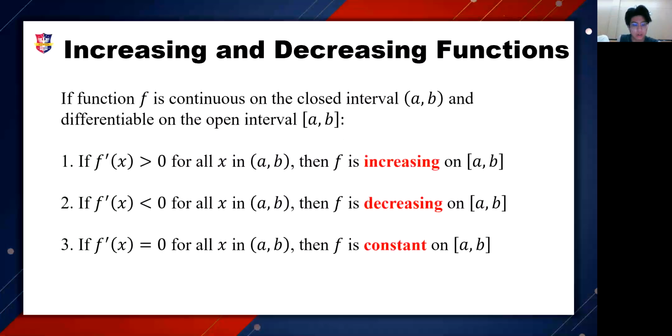Increasing and decreasing functions. If f is continuous on the closed interval [a, b] and differentiable on the open interval (a, b): if f'(x) > 0 for all x in (a, b), then f is increasing on [a, b]. If f'(x) < 0 for all x in (a, b), then f is decreasing on (a, b). If f'(x) = 0 for all x in (a, b), then f is constant on (a, b).